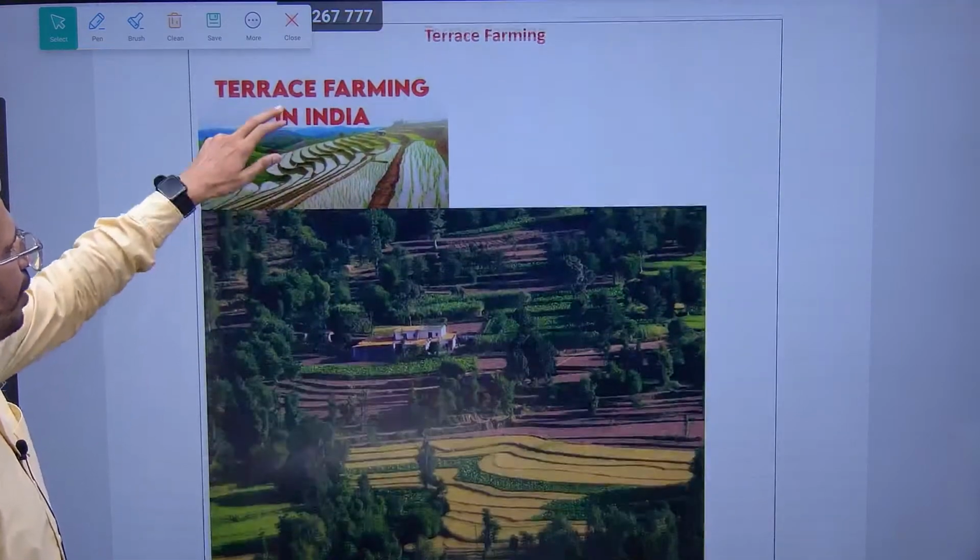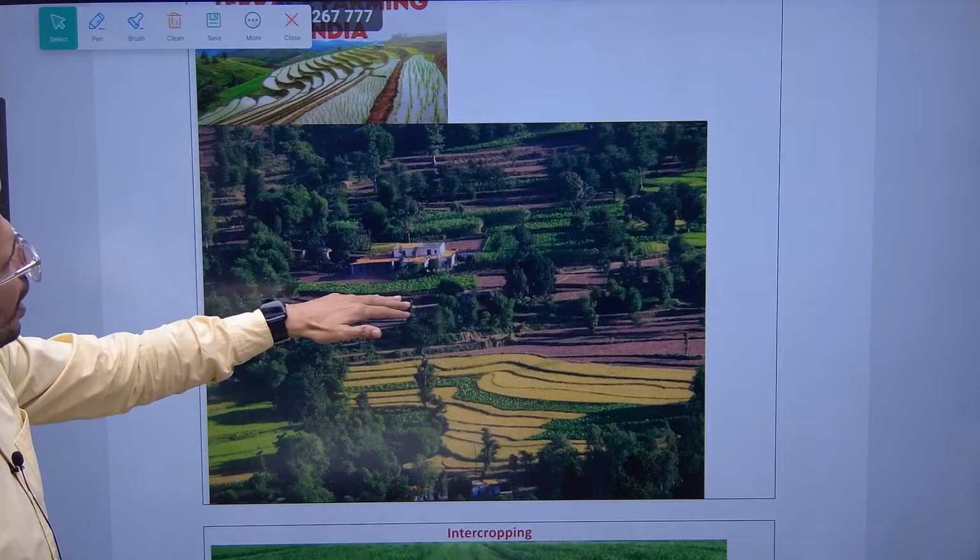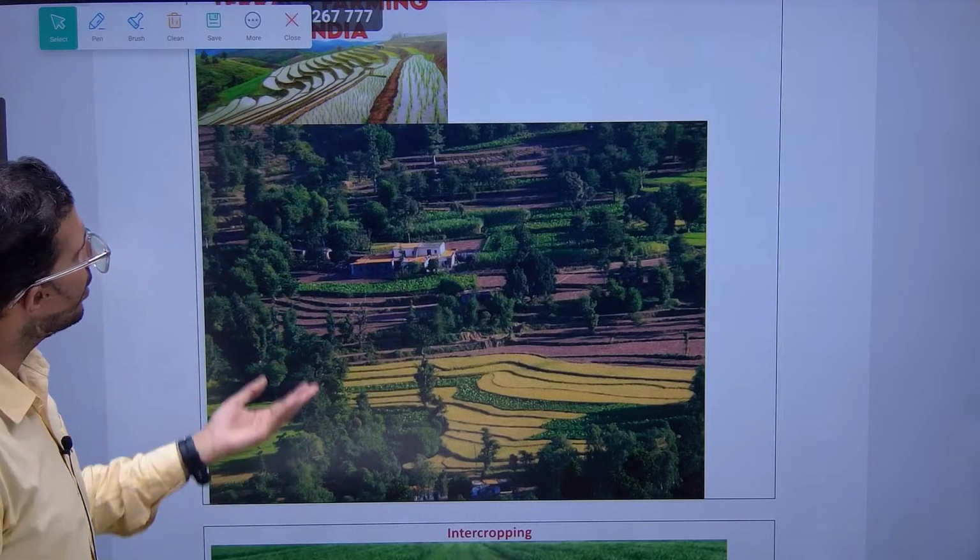Then next one, terrace farming. We have seen in the mountain, Uttarakhand, Philippines. तिथं काय केलं जातं, टेरेस फार्मिंग.